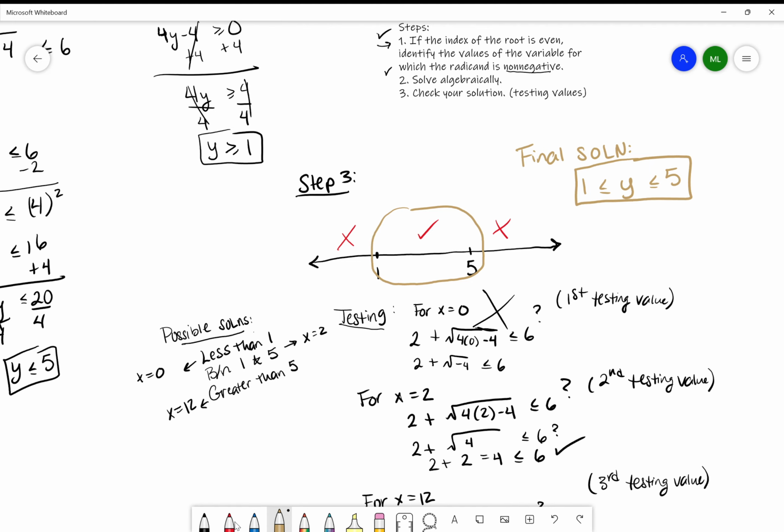And if you needed your answer to be drawn, well then here is your number line. Let me just redraw it here. Okay, so you have 1 and then you have 5. Since it is equal to, you would include those points, so they're closed circles, and it goes all the way from 1 to 5. And that's how you would draw it on your number line.